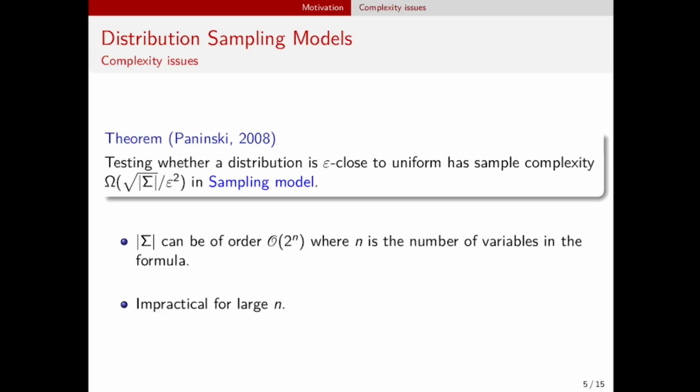Testing of samplers falls into the domain of distribution testing, and there is this theorem by Paninski which states that testing whether a distribution is epsilon-close to a uniform distribution has sample complexity of at least square root of the size of the domain in the normal sampling model, and this size of the domain can be of exponential order in the number of variables of the formula. And as you can see, it is impractical to provide a testing framework using only this sampling model because that will require an exponential number of samples.